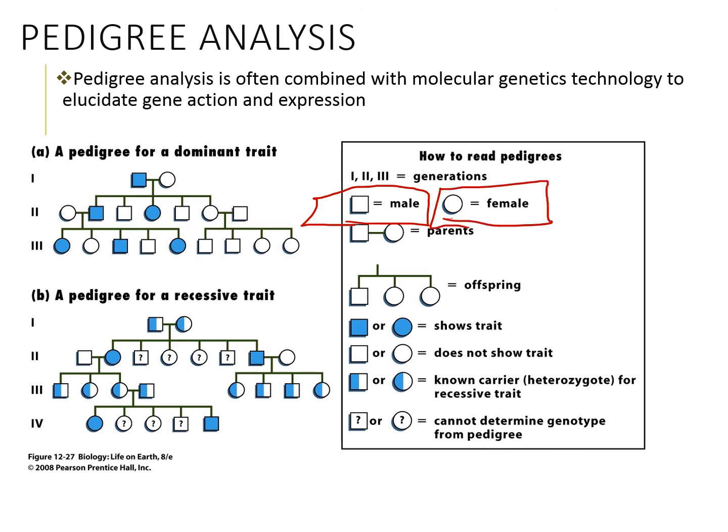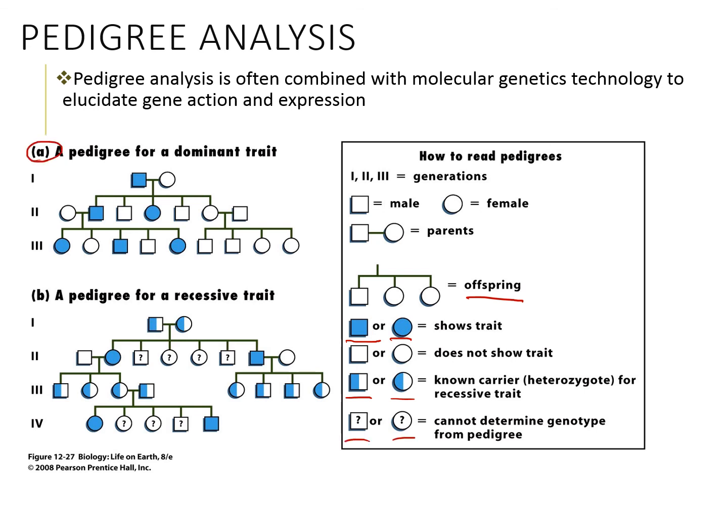And parents are shown, I'm going to erase that scribbling. Parents are shown with a square horizontal line connecting to the circle. So that is a pairing or parents. Offspring are like so. And let me finish this. So affected is completely colored in, and half colored in means that they are a known carrier. Question mark means don't know.